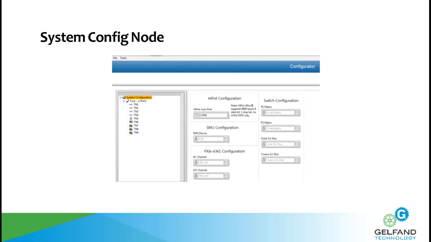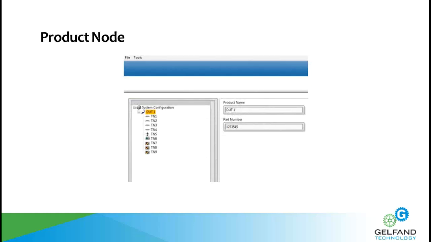What instruments am I talking to? What are their valid handles? Then I have the product node level. At the product level, I basically create a name and part number. When the tests are actually running, the user gets a prompt to scan the product number off of their work travelers.